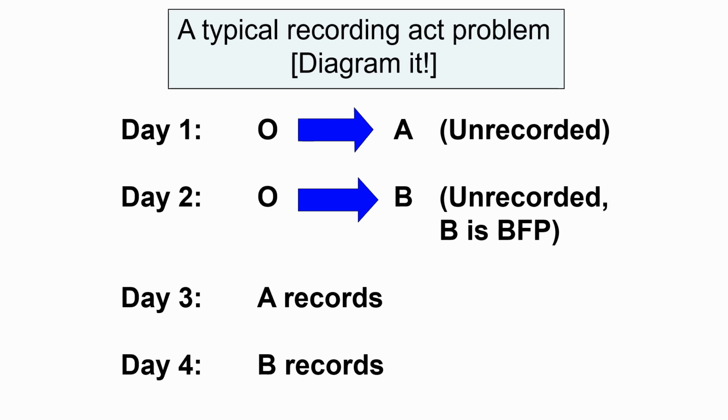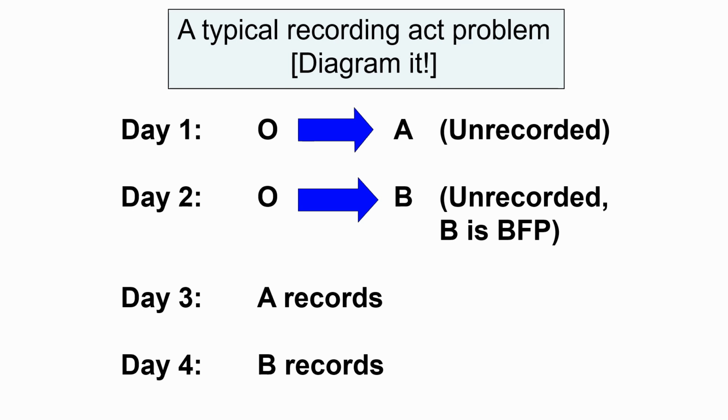So here's the way this question reads. O owns land. On day 1, he deeds it to A, but A does not record the deed. On day 2, O makes a conflicting deed to B. B's deed is also recorded, but B is a bona fide purchaser. That is, B pays value for the land, and B has no notice of A's previous deed.